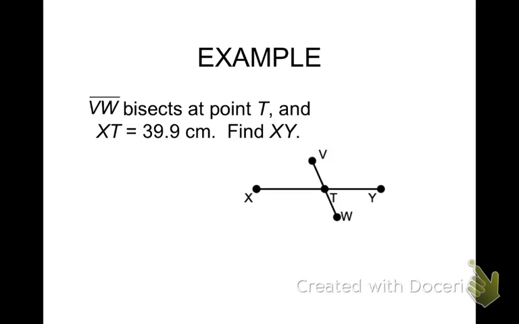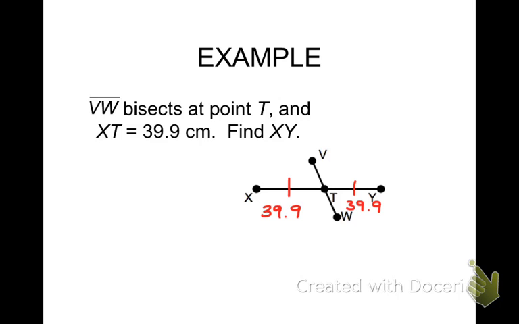So here we have line segment VW, which is bisected at point T. So that means T is the midpoint. Pretend it is. I know it's not. So because it's bisecting, when I hear that, the first thing I'm going to do is put those tally marks there, or the tick marks. I'm going to do it in a different color. Okay, now let's label. XT's length is 39.9. Let's write that. If that's 39.9, what's TY going to be?